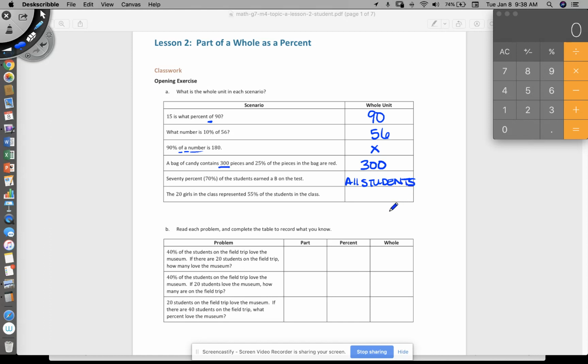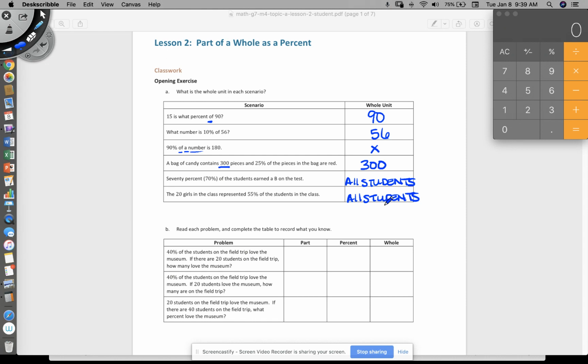The 20 girls in the class represented 55% of the class. So 20 girls represented the 55% of all the students in the class, so it's all students. So we take all the students in the class, 20 of them is 55%. Take all the students in the class, 70% of them got a B. So you don't really know the number, but you do know it's going to be of all the students that were represented.